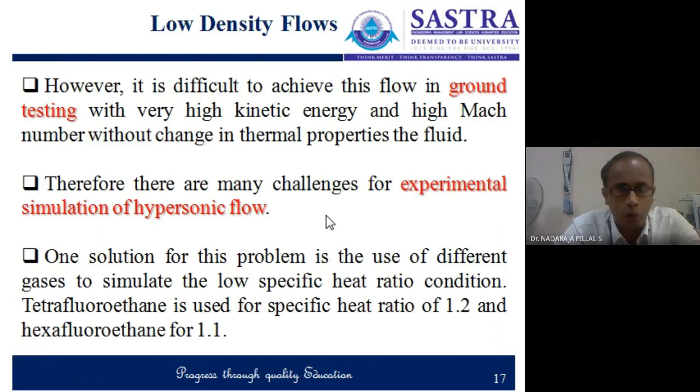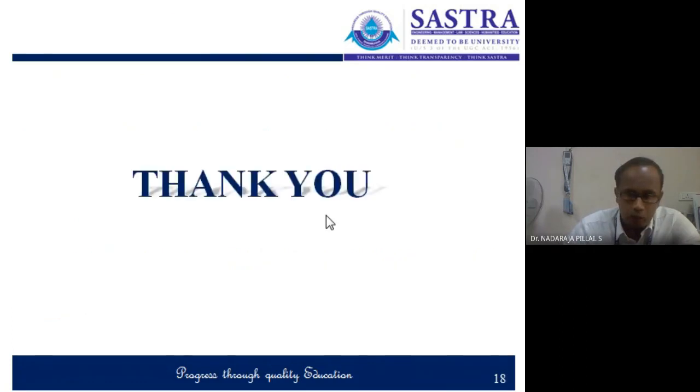So low density flows need to be considered strongly for the hypersonic flow phenomenon and its calculation. I stop at this point, and we know we have studied hypersonic flow phenomena like the thin shock layer, entropy layer, viscous interaction, high temperature flows, and low density flows. At last, we have studied something called the high density ratio, ρ2 by ρ1, right?